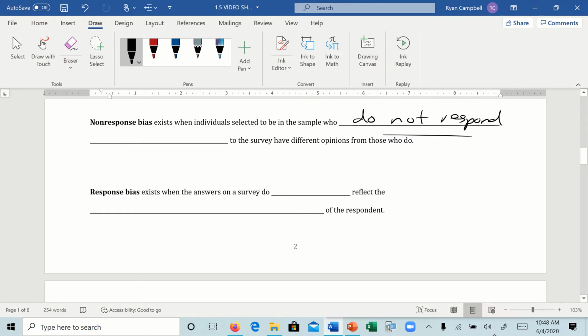And then the last one is the response bias. The response bias is a little more extensive than the other two. This exists only when the answers on the survey do not reflect the true feelings of the respondent. So this could be a number of reasons. It could be the type of question, right? It could be a leading question.